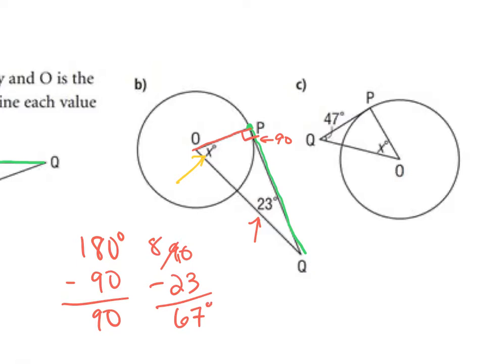I'm just going to double check my answer key, make sure my mental math is right. Yeah, we end up with x equaling 67 degrees. So that means if I add 67 and 90 and 23, I get 180 in total.